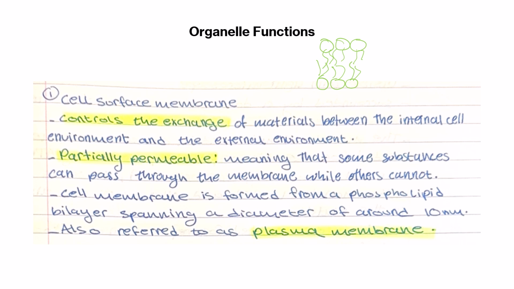The cell membrane is formed from phospholipids. So it's a phospholipid bilayer spanning a diameter of around 10 micrometers, and it's also referred to as the plasma membrane.